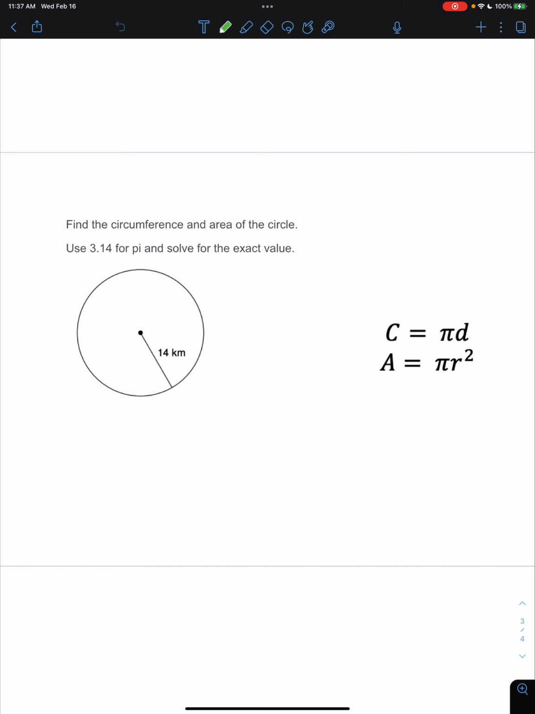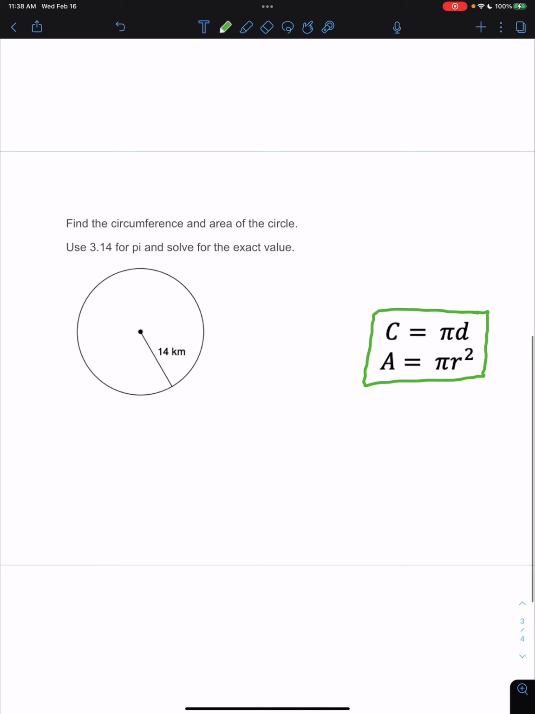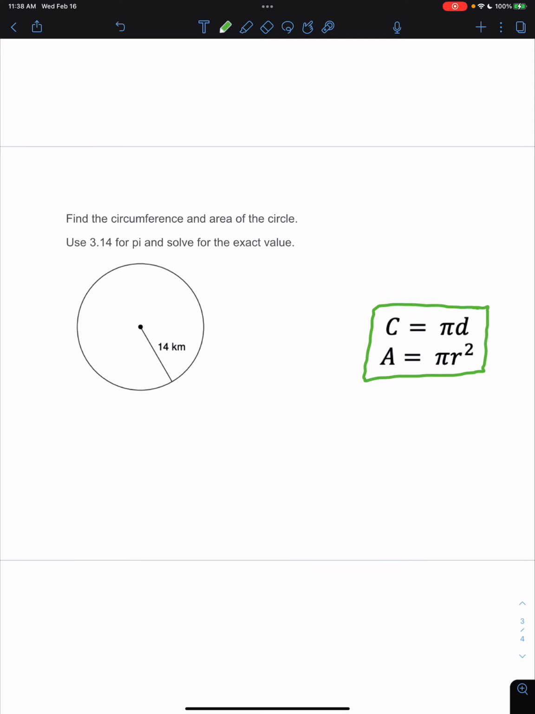The first thing I want to point out is that on the screen I have the two formulas, one for circumference, C equals pi times d, or circumference equals pi times diameter, and then the area formula, area A equals pi times r squared, or area equals pi times the radius squared. So those are important formulas for you to know.